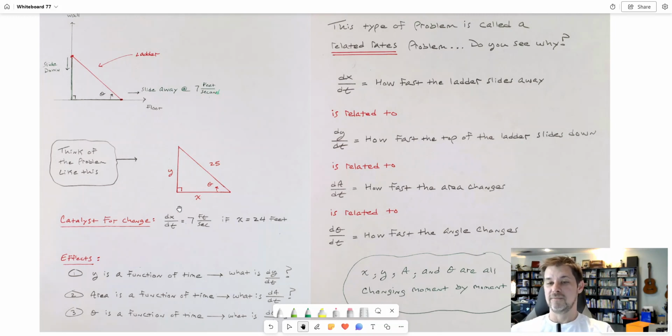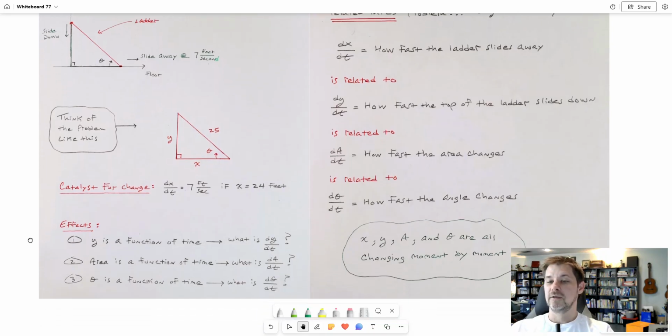So, you know, if you just tell me that I got this ladder leaning against the wall and the base begins to slide away at 7 feet per second, then that's the catalyst for all these other things I could measure about the situation to also change. This distance is changing. This distance is changing. This angle is changing. So let me summarize it like this. So I've got this catalyst for change. The base of the ladder slides away at 7 feet per second.